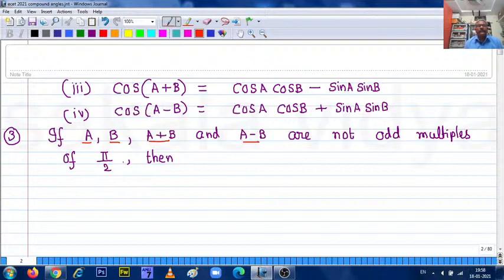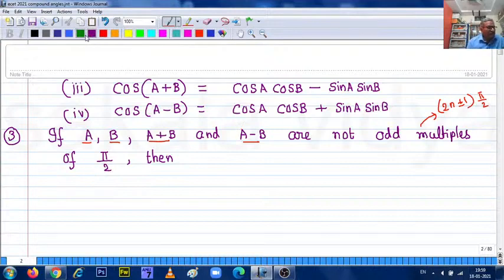See here, the important thing is that A plus B and A minus B should not be odd multiples of pi by 2. Odd multiples of pi by 2 will be in this form: odd number 2n plus or minus 1, multiplied by pi by 2. Because A should not be equal to pi by 2, B should not be equal to pi by 2, and even A plus B should not be equal to pi by 2, nor A minus B. Then only the following formula holds good.